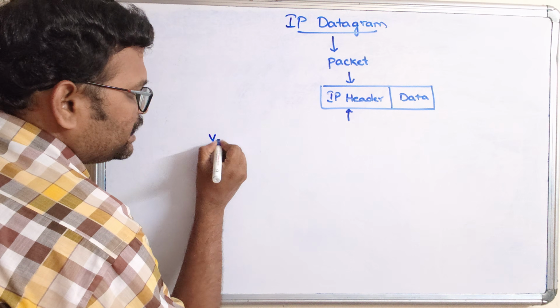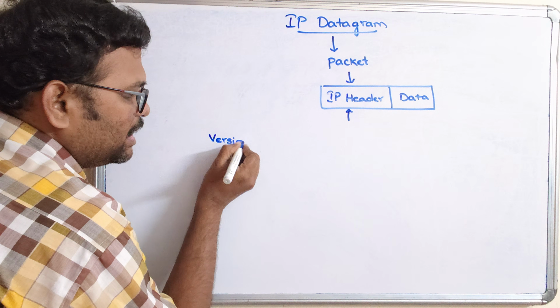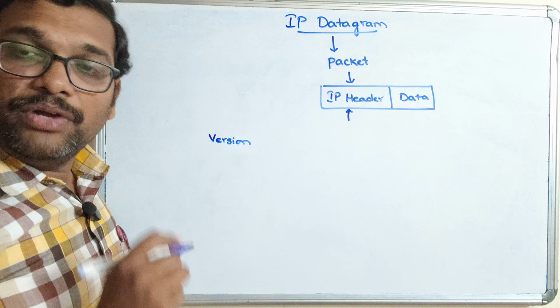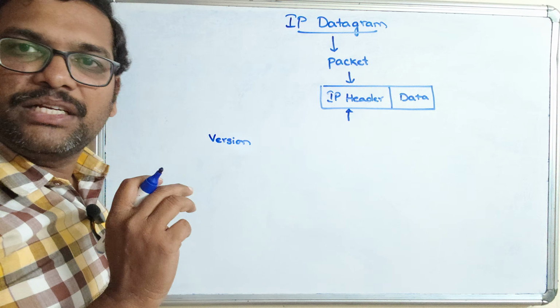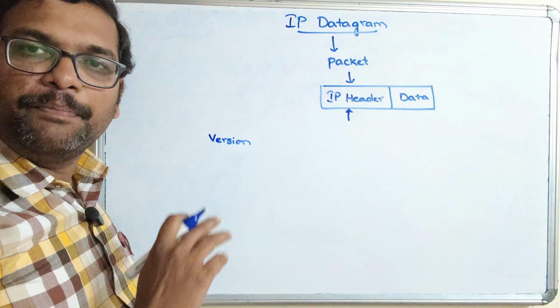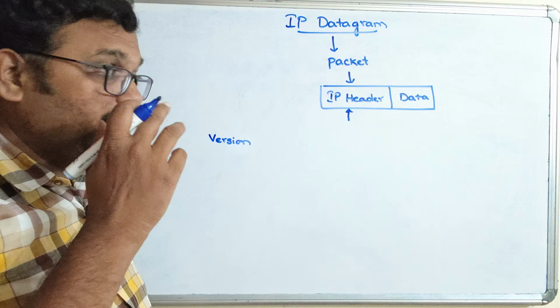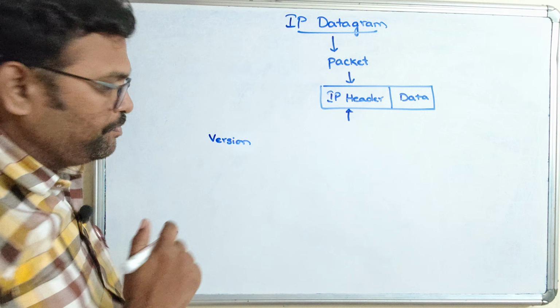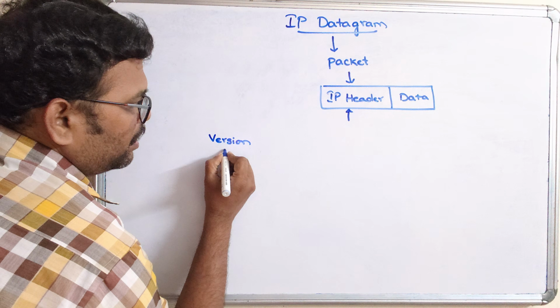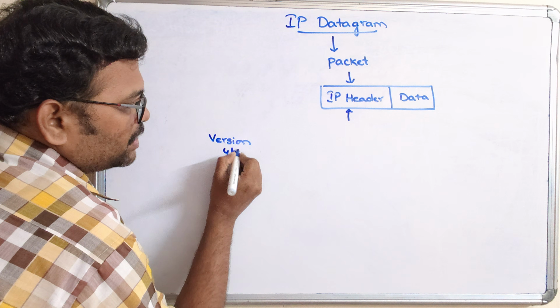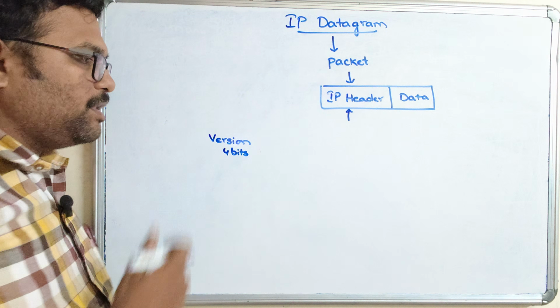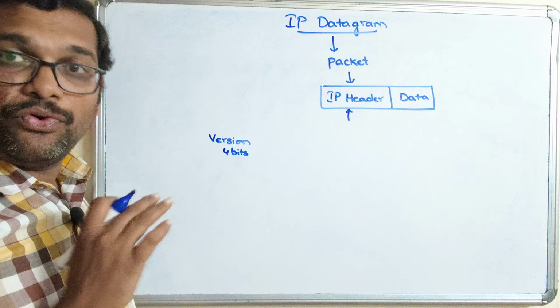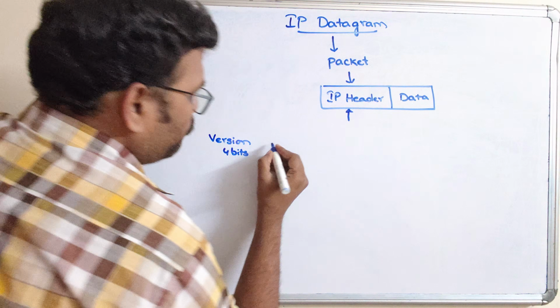So the first field is a version field. It represents which IP version is being used for transmitting the packet, either IP version 4 or version 6. Here the size to represent the version is 4 bits.